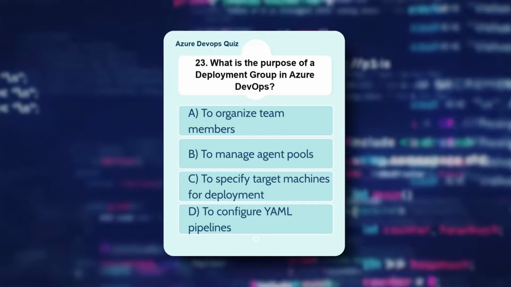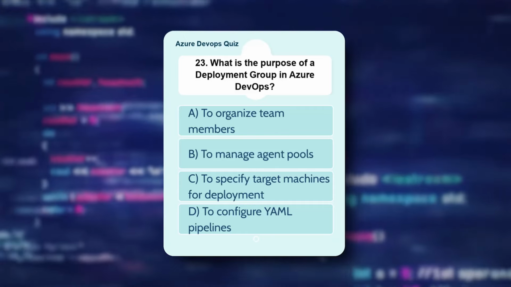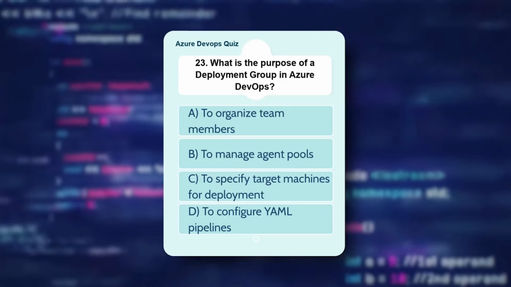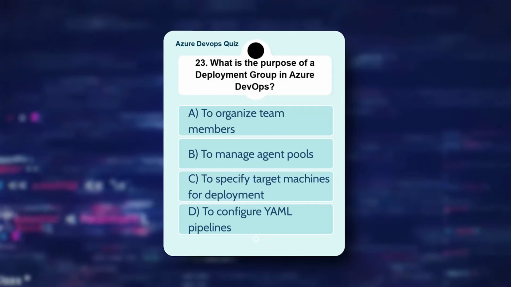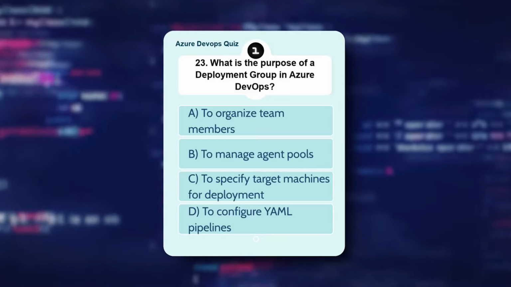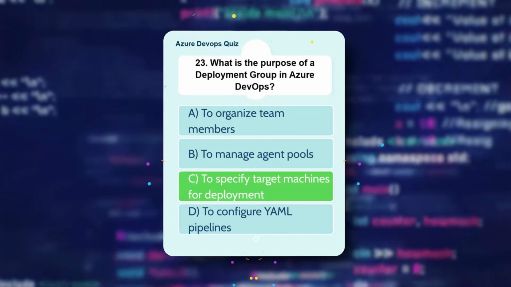23. What is the purpose of a deployment group in Azure DevOps? A. To organize team members. B. To manage agent pools. C. To specify target machines for deployment. D. To configure YAML pipelines. Answer. C. To specify target machines for deployment.